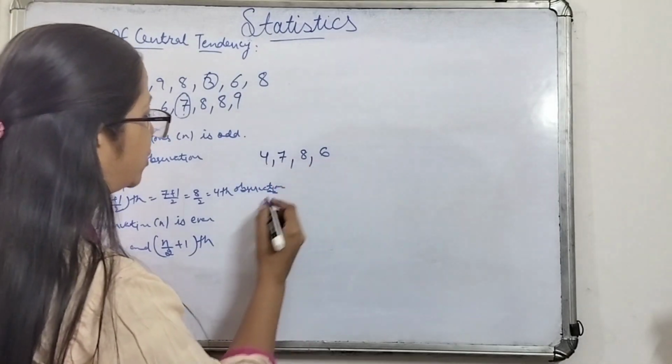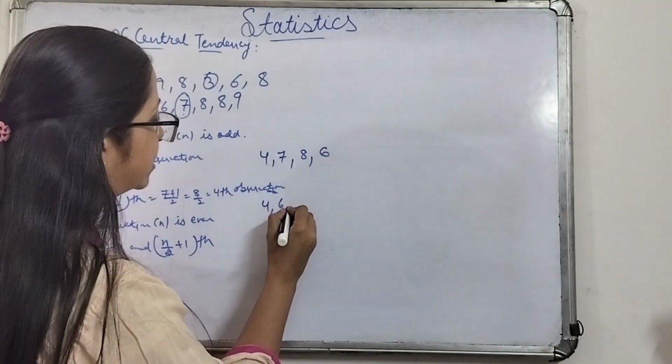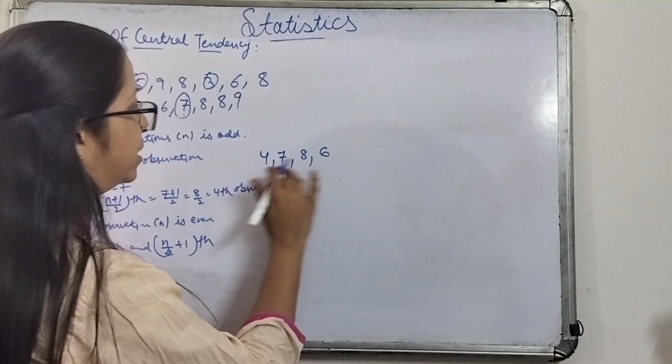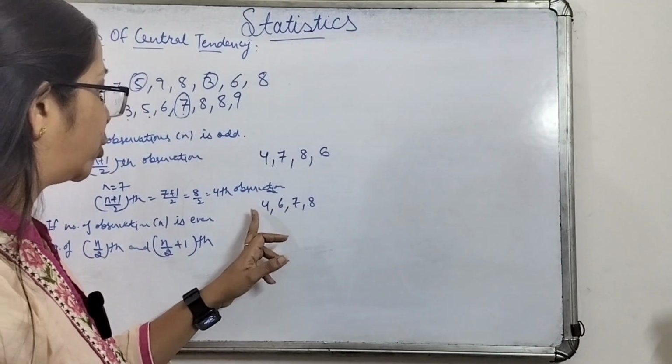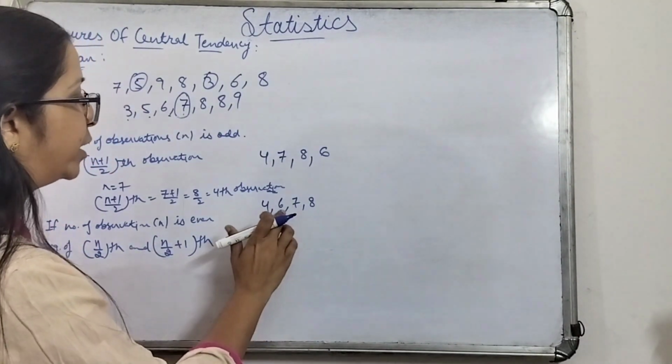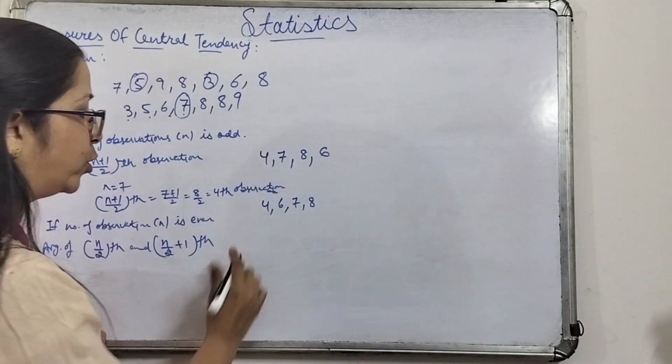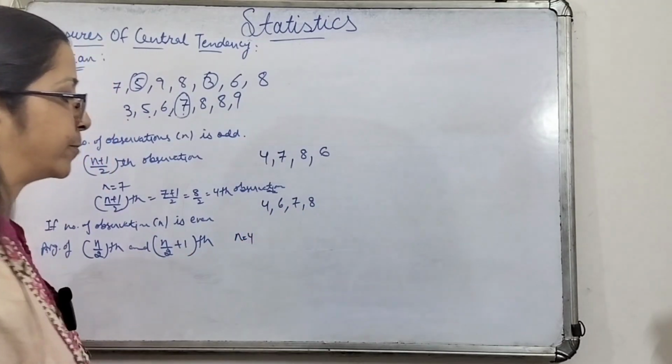So first of all, arranging in ascending order, it will be 4, 6, 7, 8. This is how we have arranged this in ascending order. Now over here we can see that n is 1, 2, 3, 4. Number of observations is 4, so the value of n is 4.